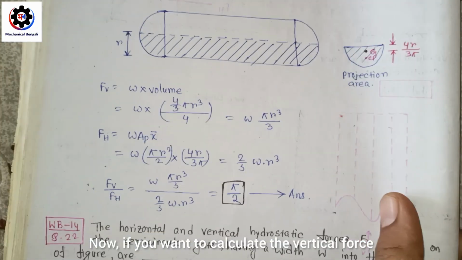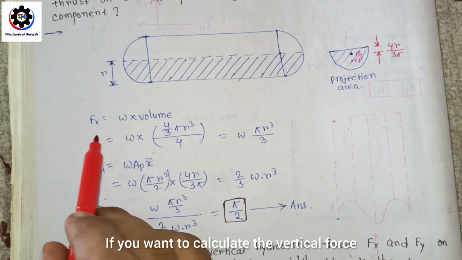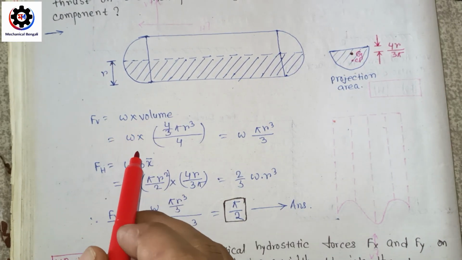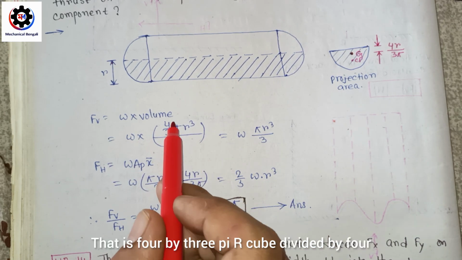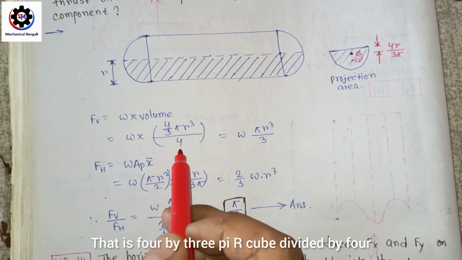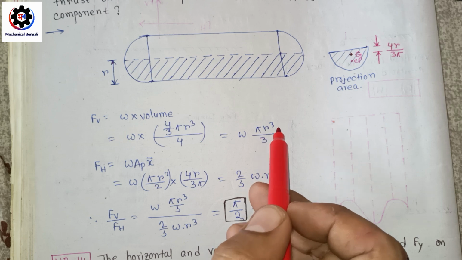Now if you want to calculate the vertical force, that is omega into volume. What is the volume? That is 4 by 3 pi r cube divided by 4. So that will be equal to omega into pi r cube by 3.